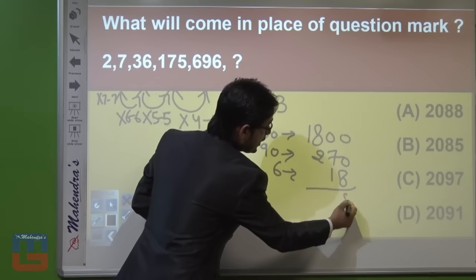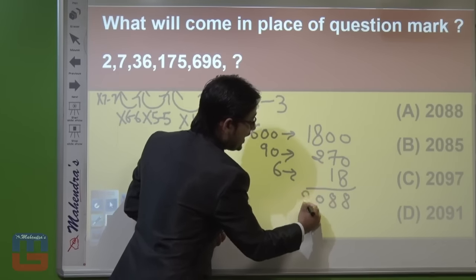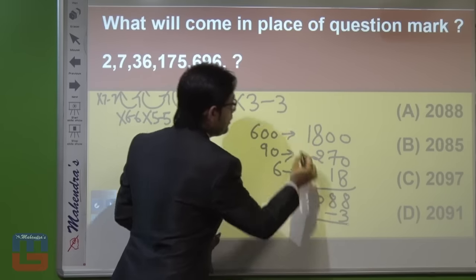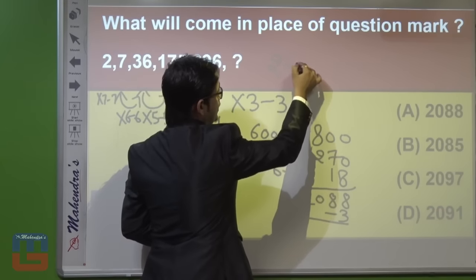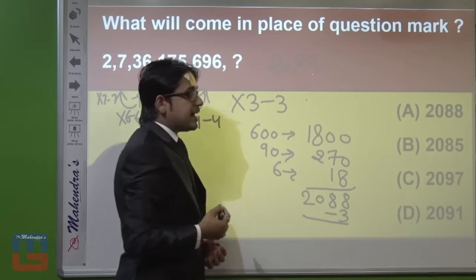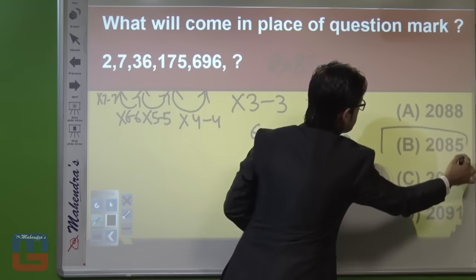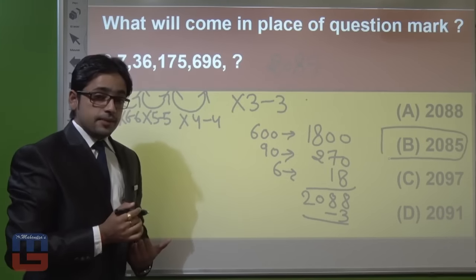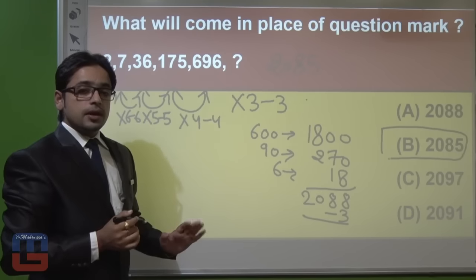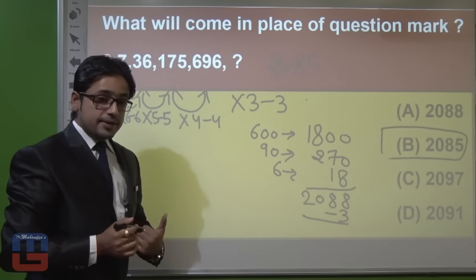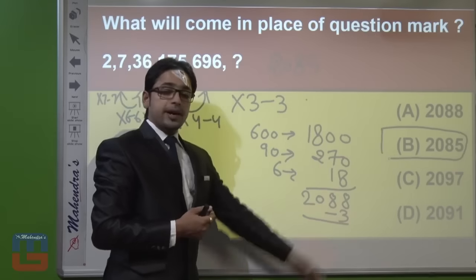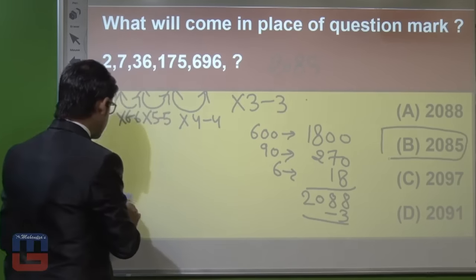Next, what will you get? You will get 2088. Now you have to subtract 3. Then final output will be 2085. So the right answer of your question will be option number B. Do remember, how will you get the question answer? First analyze the question, then try to implement the trick over there, so that you will get the final output like 2085. Let's move on towards the next question.